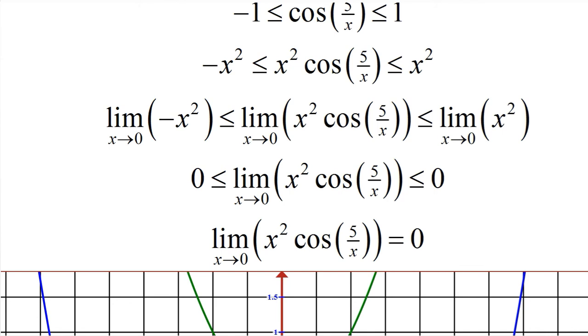So the squeeze theorem can sometimes be used, and this is how you might go about doing it.